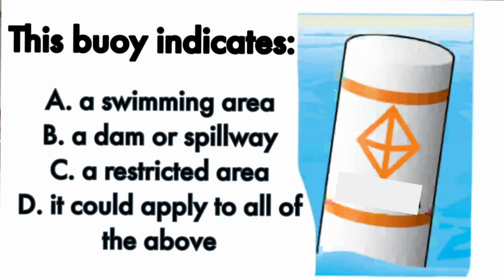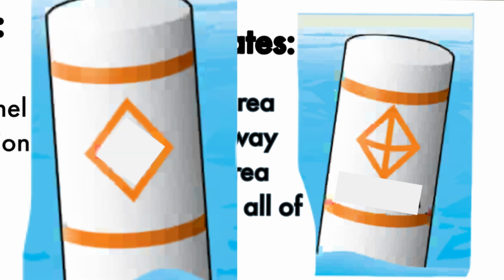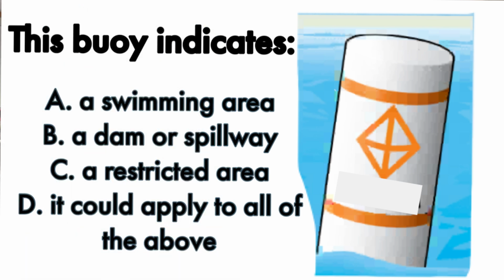If we start with question 3, the difference between the two buoys was one of them had the cross in the middle and the other didn't. So that cross in the middle indicates that it is a restricted area. And a restricted area could have to do with a swimming area. It could have to do with a dam or a spillway. So for question number 3, that could apply to all of the above.